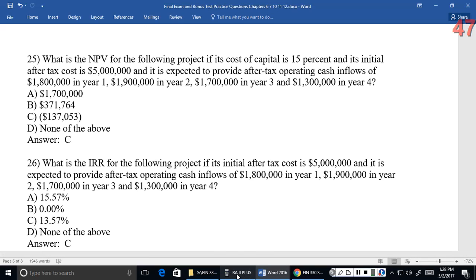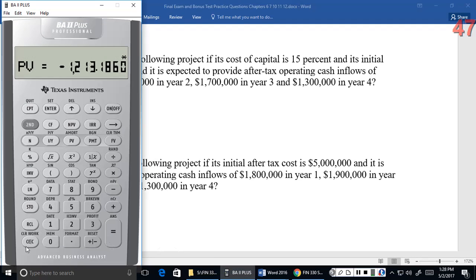So, I'm going to go to my cash flow register. I'm then going to press second and clear work to clear out any old cash flows. And then I'm going to enter the information. So it says the initial investment is $5 million. So that's $5 million negative. And then press the enter key. I'll then press the down arrow key. Cash flow number 1 is $1,800,000.